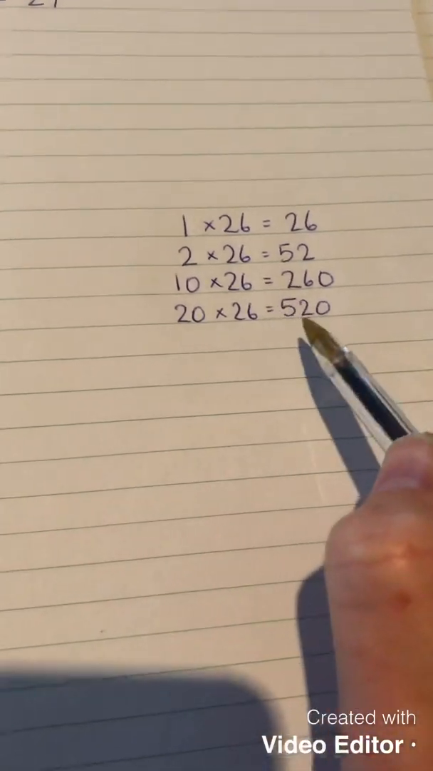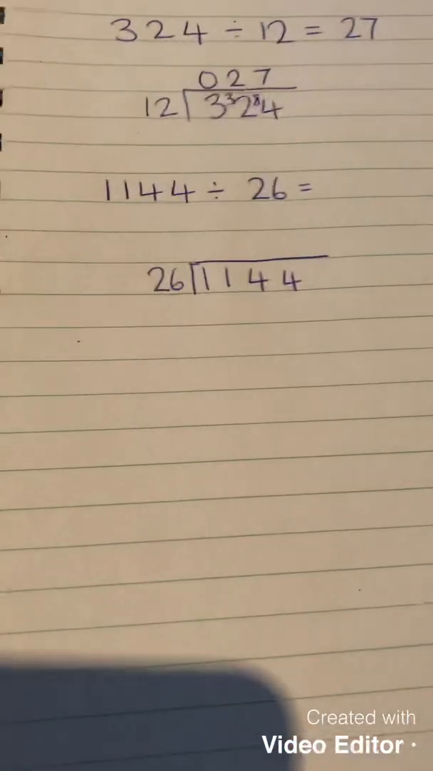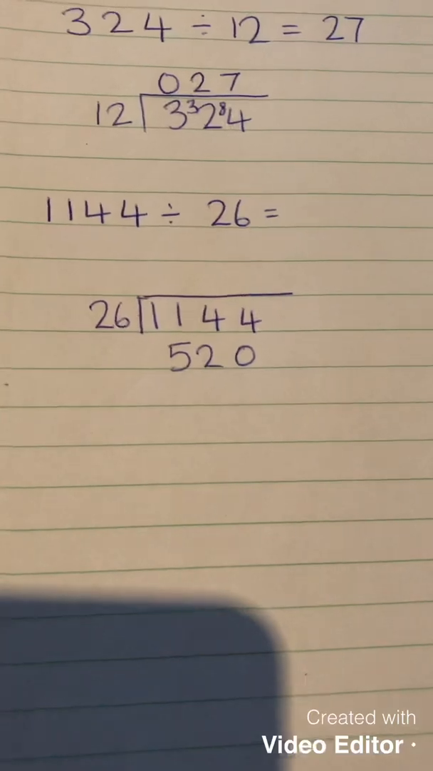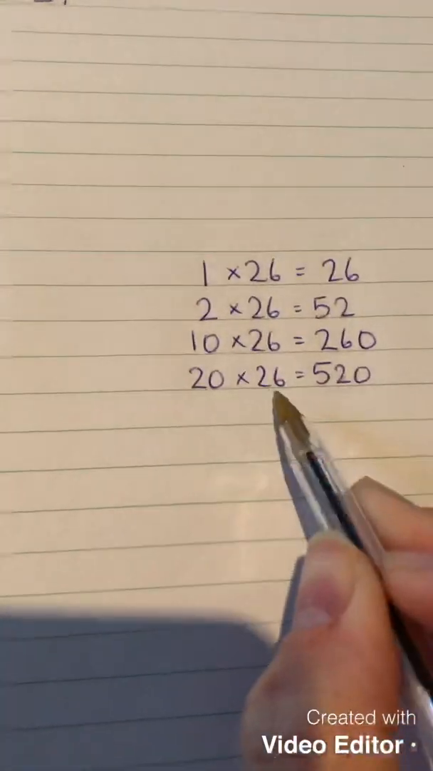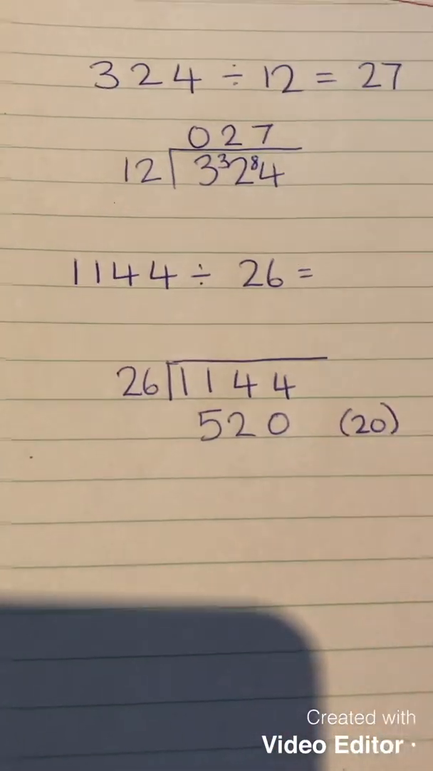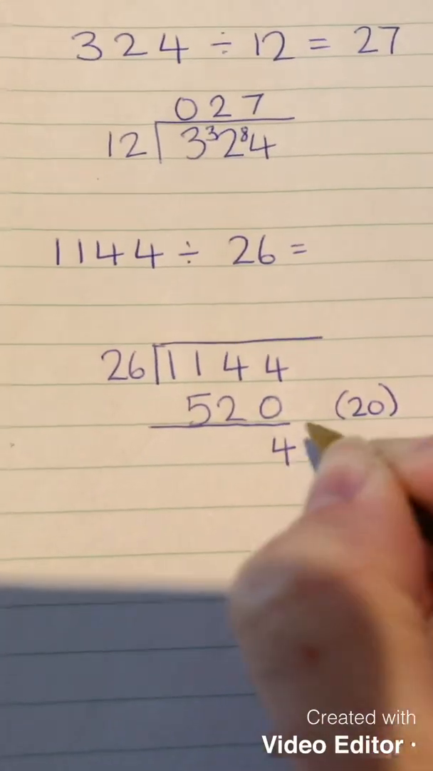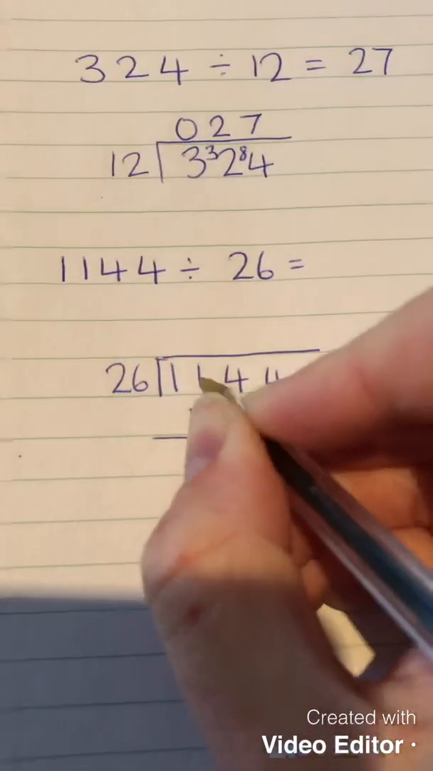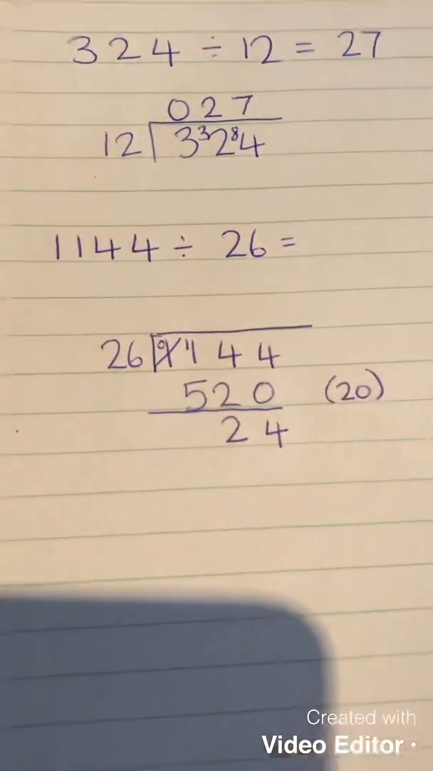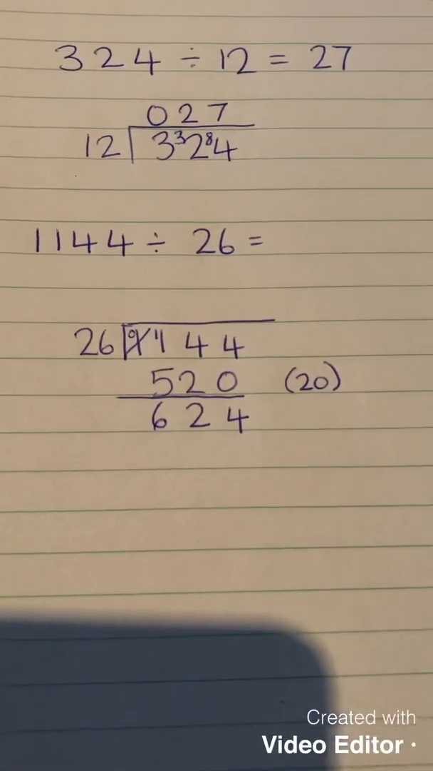And the biggest number, the biggest chunk of 26 I can take away is going to be 520. So I'm going to line it up here, 520. And I'm going to remember to put in brackets next to it how many chunks of 26 that was. It was 20. Okay, and then I'm going to take that chunk away and see what I'm left with. So 4 take away 0 is 4. 4 take away 2 is 2. 1 take away 5 I can't do. So I'm going to steal from that one there, make that a 0, make that 11. 11 take away 5 is 6. So I'm left with 624.